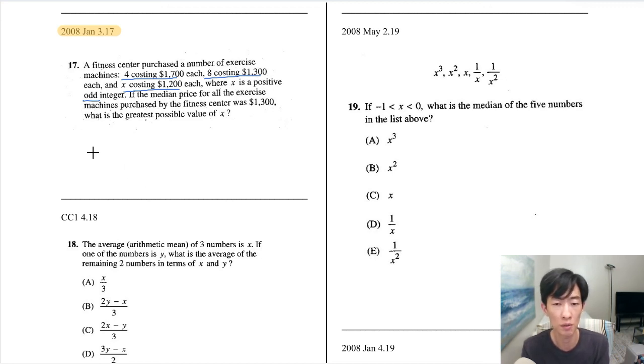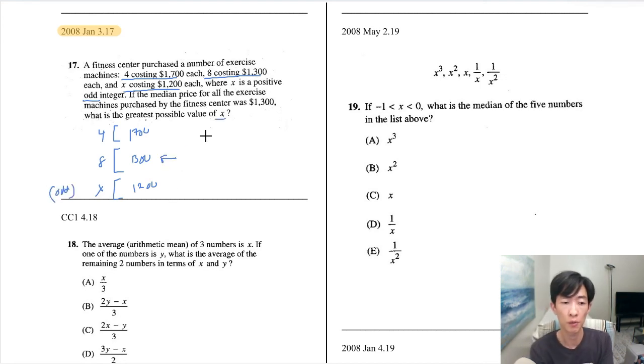So what I like to do for these is just map out visually what's going on. The greatest cost was $1,700. So we can put that up here. And we know that 4 of those cost 1,700. The median is 1,300, and we know 8 were in that category. And the lowest price was 1,200, and we don't know how many were purchased there. All we know is that X is odd.